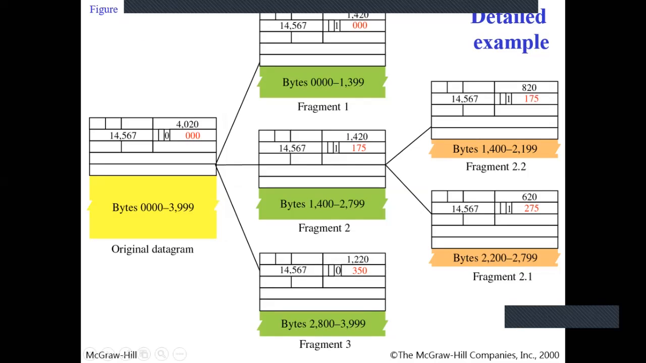This is the detailed example of the fragmentation. This is the 4000 byte datagram. This shows the IPv4 header format. Clear? These three bits are the D bit and M bit. Clear? Here the M bit is 0. M bit is 0. That means more fragments are available. Okay, more fragments are available. It is not the last fragment. Clear?